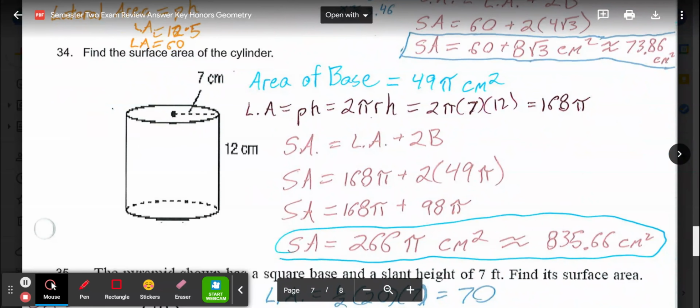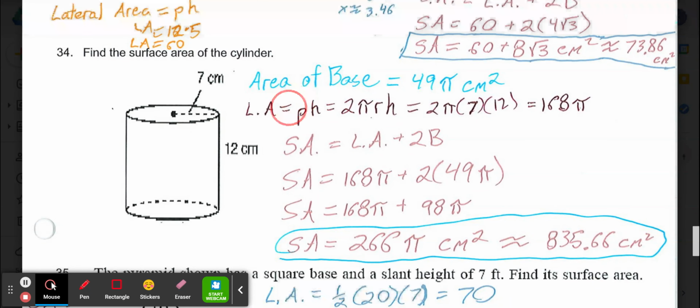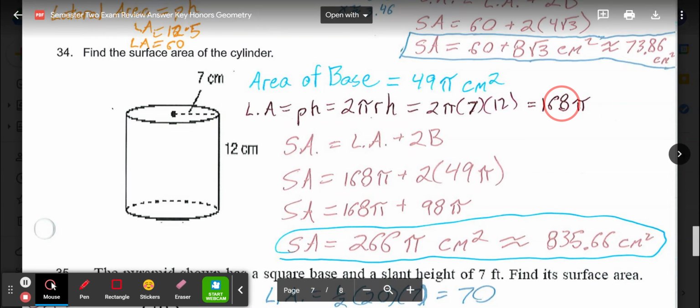Surface area of the cylinder. Find the area of our base, radius squared times pi, so 7 squared times pi is 49 pi. Lateral area would be the perimeter of our base times the height of the cylinder. Perimeter of a base is circumference, so 2 times pi times radius, and then times the height of the cylinder. So 2 times pi times the radius, which is 7, height of the cylinder is 12, gives us 168 pi.